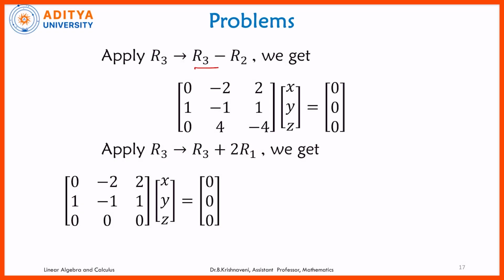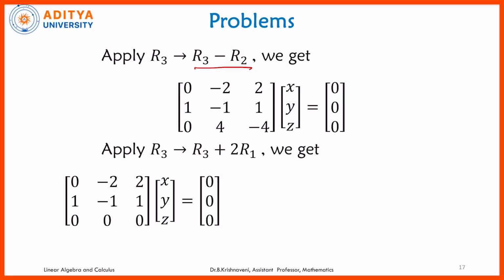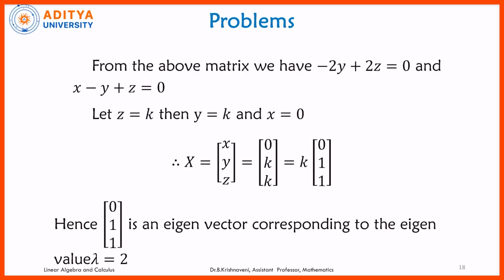In order to do that, we can apply this operation. Let us fix this and make the element below it 0, which means the operation is R3 minus R2. On doing this, we got this system. Next, we fix this and make the element below it 0 with the next operation, and we got this system. From the above matrix, the reduced system is minus 2y plus 2z equal to 0 and x minus y plus z equal to 0.